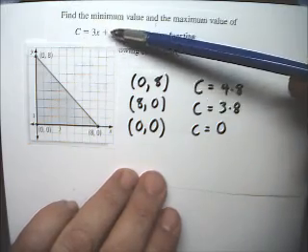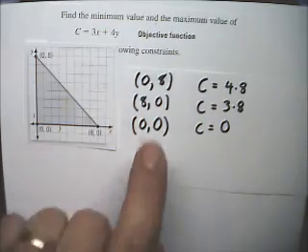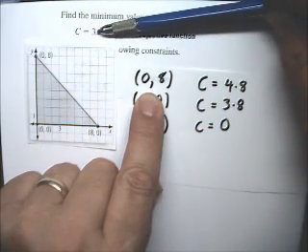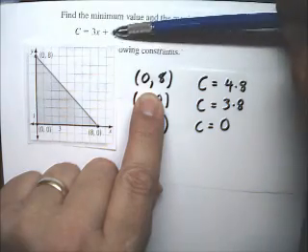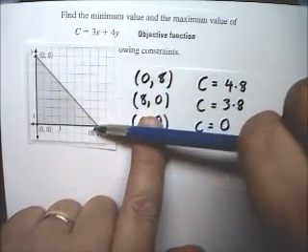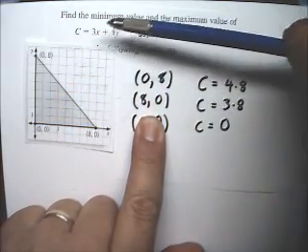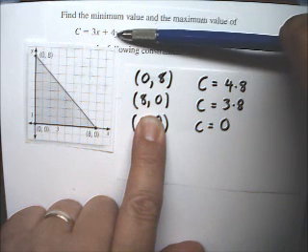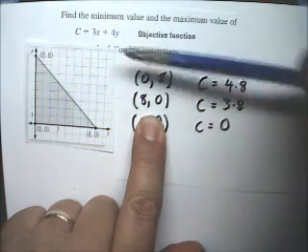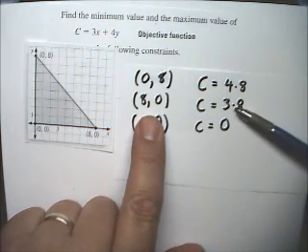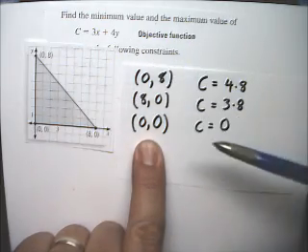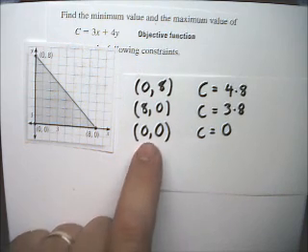C is equal to 3x plus 4y, and I put in (0, 8). So when x is 0, we have c is equal to 4 times 8. When we do this point, (8, 0), at that time this term goes to 0 because 4 times 0 is 0, so we end up with c is equal to 3 times 8. And this last corner of the region, (0, 0), leads us to c equals 0.